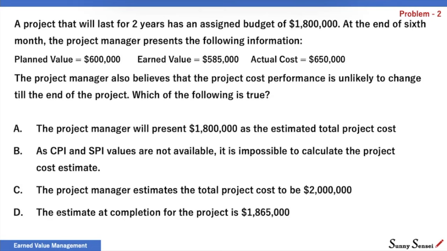A. The project manager will present $1.8 million as the estimated total project cost. B. As CPI and SPI values are not available, it is impossible to calculate the project cost estimate. C. The project manager estimates the total project cost to be $2 million. D. The estimate at completion for the project is $1,865K. Please pause this video and try to solve the problem.